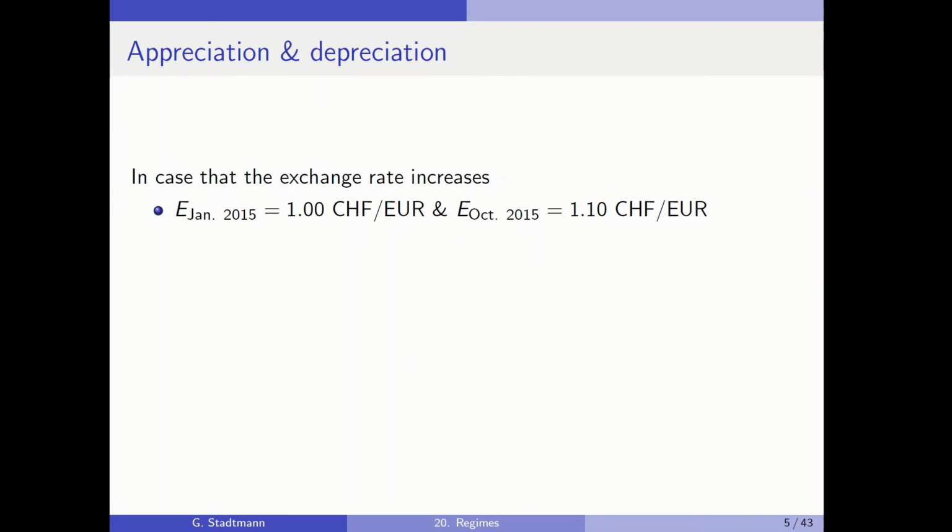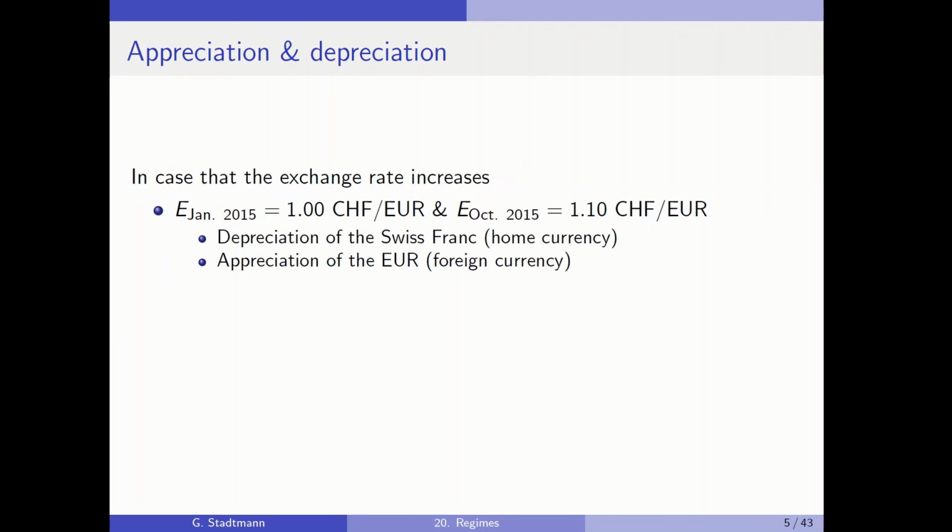Let's talk about the terms appreciation and depreciation. In case the exchange rate increases, for example, the exchange rate in January 2015 was at the level of 1 Swiss franc per euro, and in October 2015 the exchange rate was at the level of 1.10 Swiss franc per euro. So in case the exchange rate increases, this is a depreciation of the Swiss franc, a depreciation of the home currency, and an appreciation of the euro.